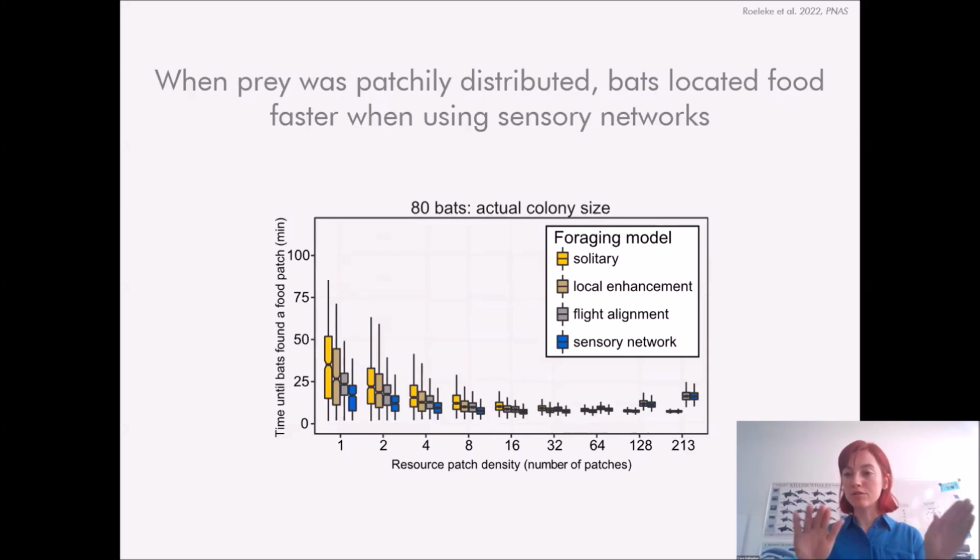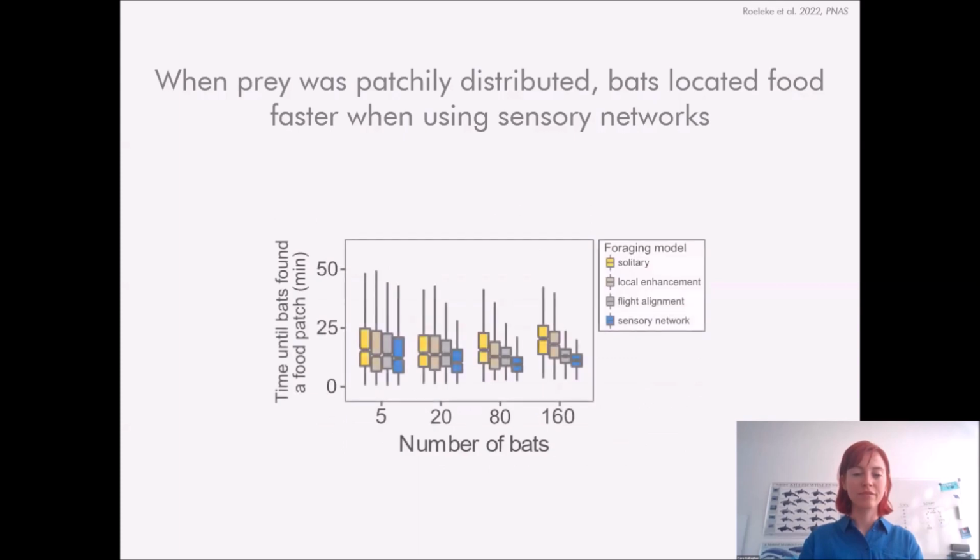However, as the food is distributed more evenly, this benefit decreases, and in really homogeneous landscapes, it's actually faster to just ignore other bats and find food on your own. It's kind of a distraction to pay attention to the behavior of other bats in those settings.